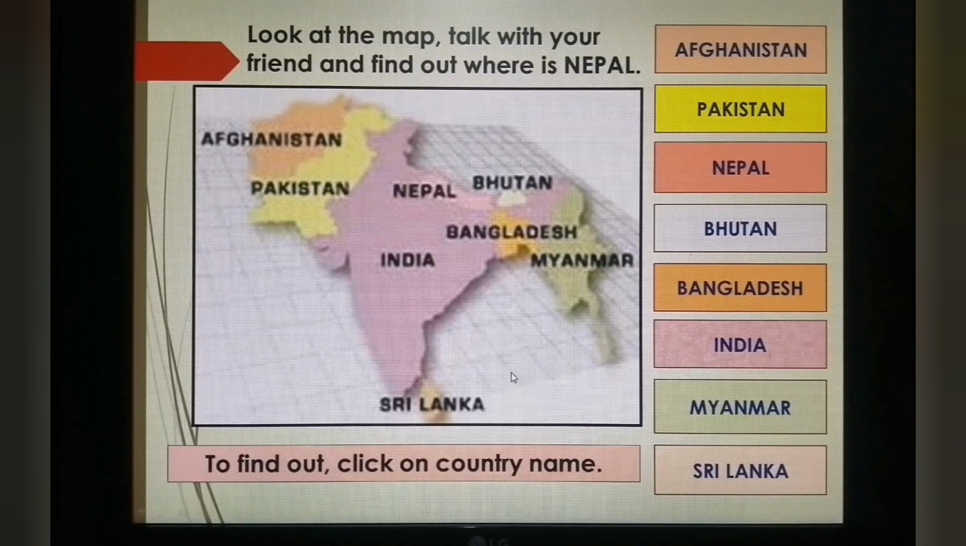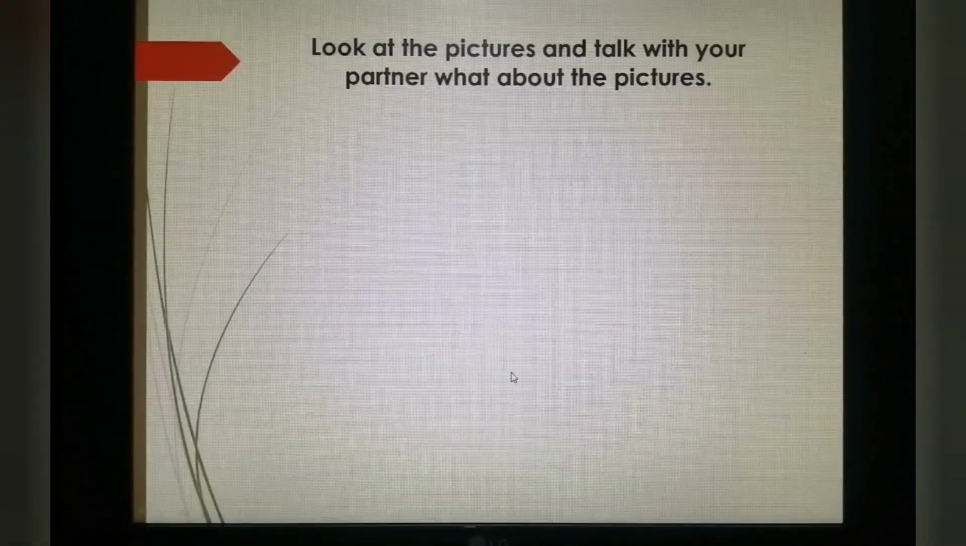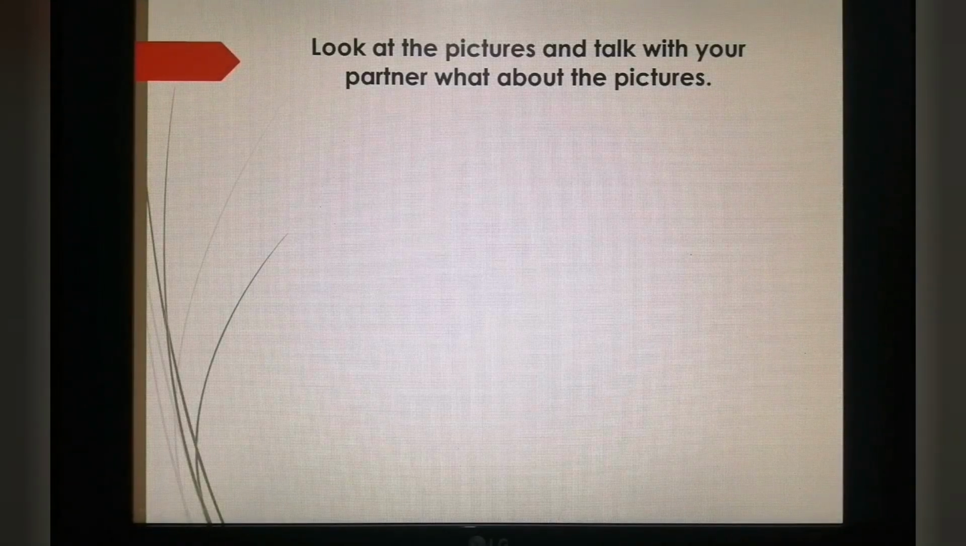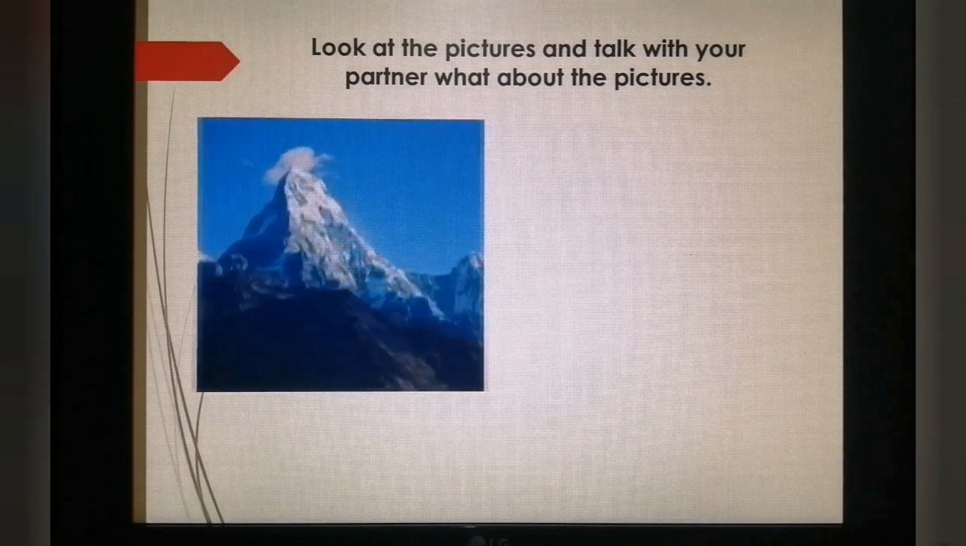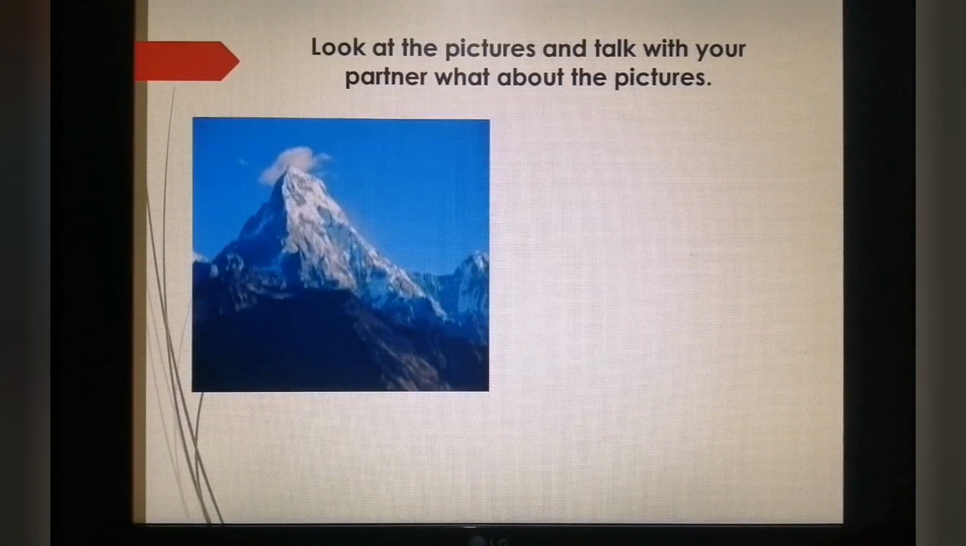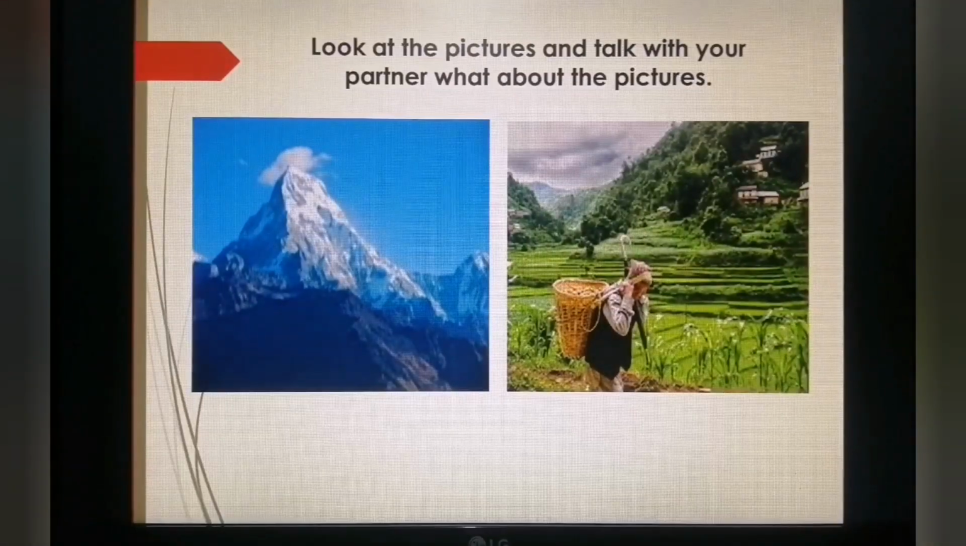Now move on to the next slide. Look at the pictures and talk with your partner. What about the pictures? You can talk yourself. Gaze at the picture. Here is a rural countryside. It's a mountaineering area.